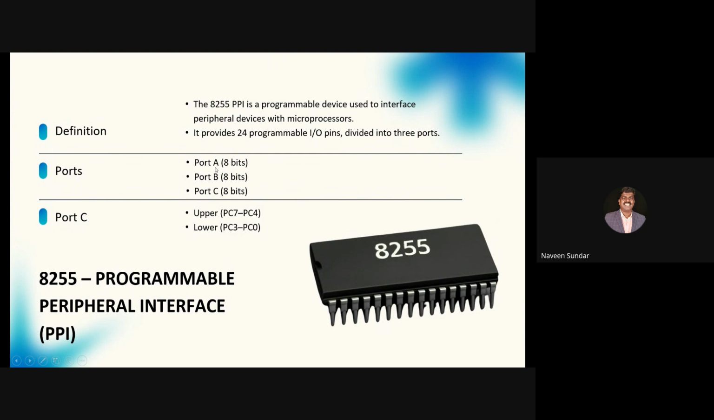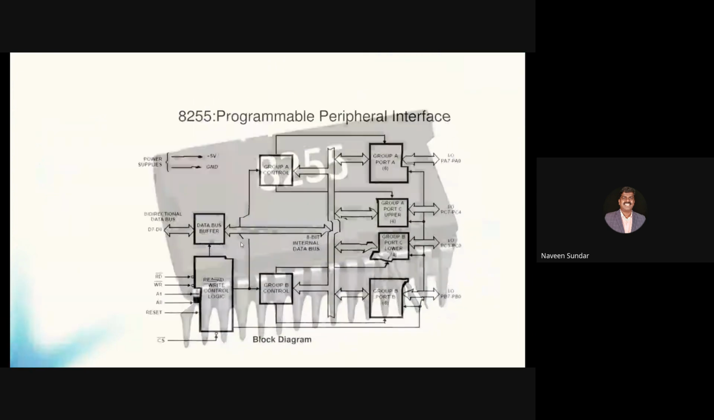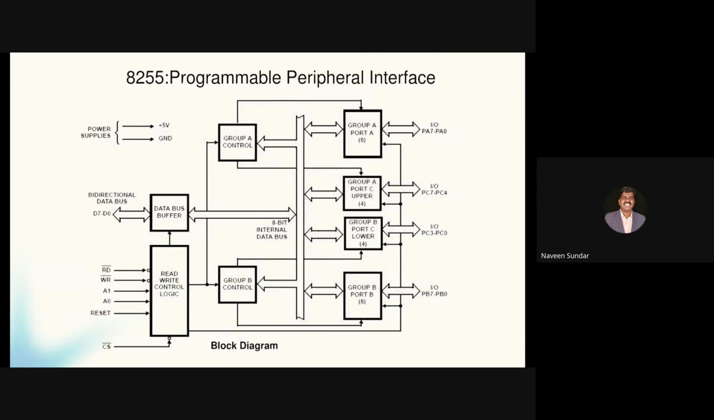Port A means PA0 to PA7, and port B, 8 bits, means PB0 to PB7. Port C we will divide into upper and lower, in which PC4 to PC7 are called the upper pins of port C, and PC0 to PC3 are called the lower pins of port C. We will group them with A and C, and B and C. How we will do it, we will see about the block architecture so that you will clearly understand.